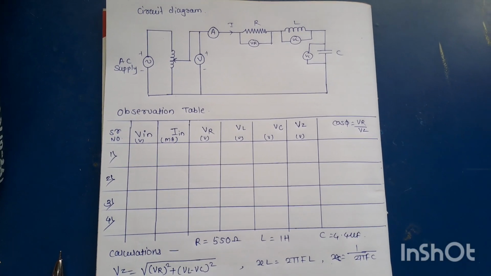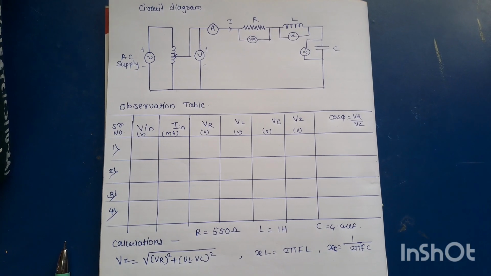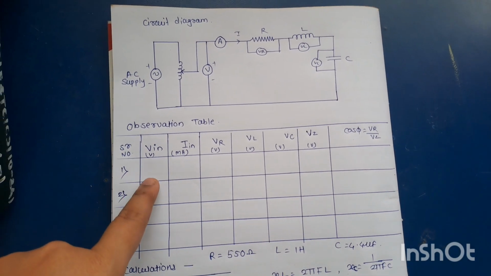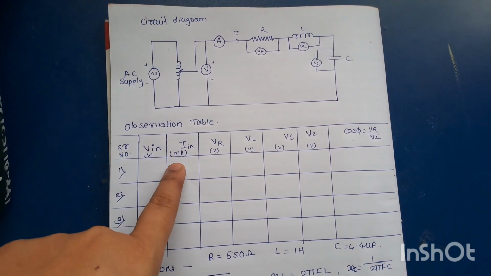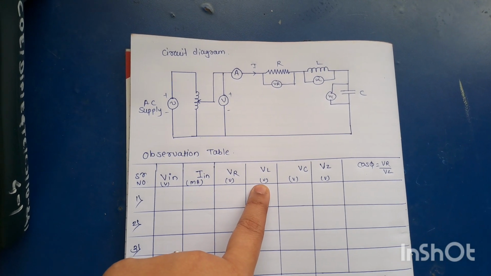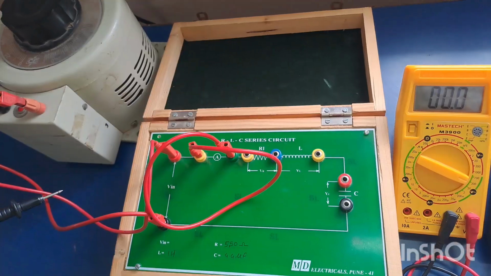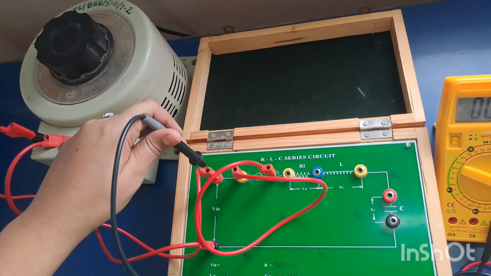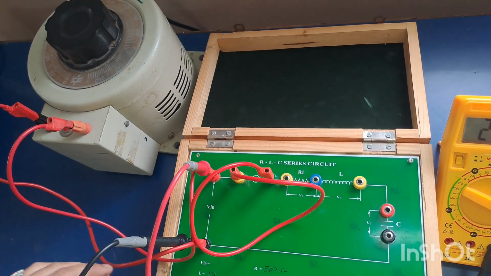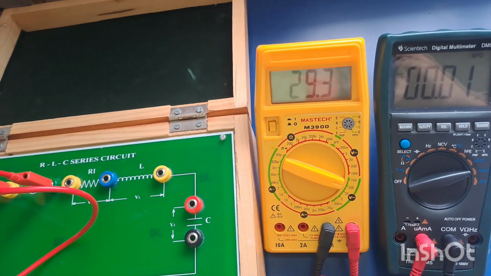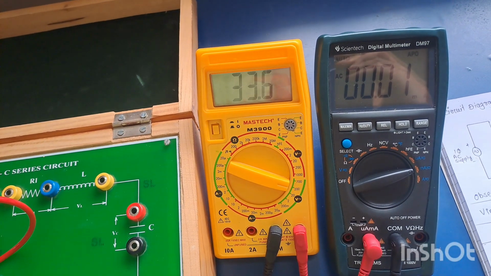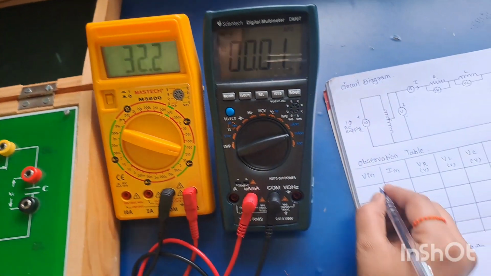This is the circuit diagram and the observation table of the series RLC circuit. In this we have to measure Vin, which is the supply voltage, Iin, which is the supply current, the voltage across the resistor, the voltage across the inductor, and the voltage across the capacitor. First of all, we measure Vin, the supply voltage. The supply voltage we set to 30 volt.